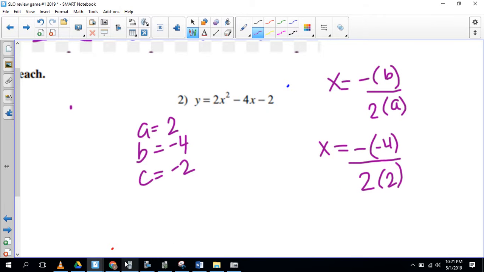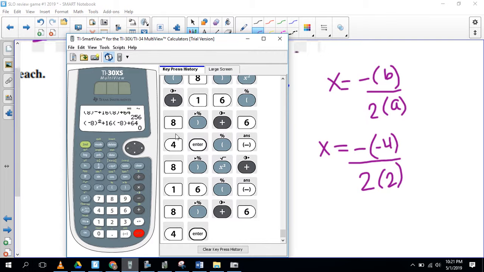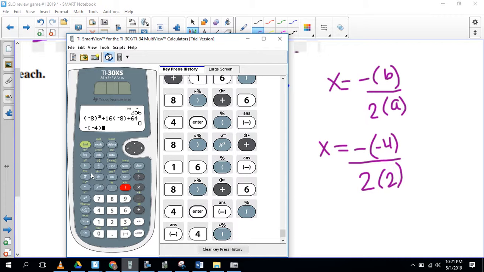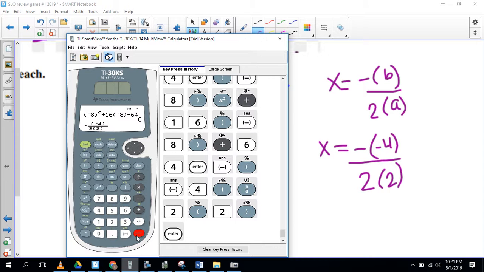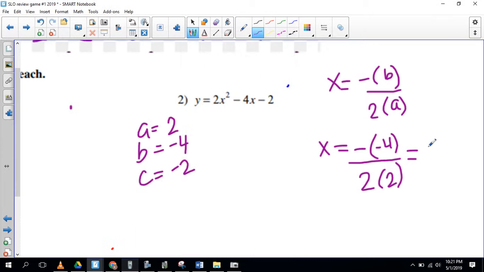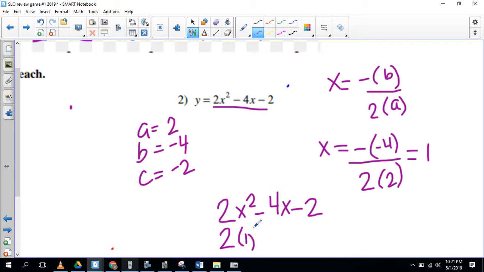So I'm going to plug that into my calculator. So if you see here, I got a negative here, parentheses, -4, close my parentheses, n over d, 2, parentheses, 2. And we get 1. So we get 1 for that answer. Then my next step is to plug it into this equation here. So we got 2x squared minus 4x minus 2. And I'm going to plug 1 in for x. So 2 parentheses 1 squared minus 4 parentheses 1 minus 2.